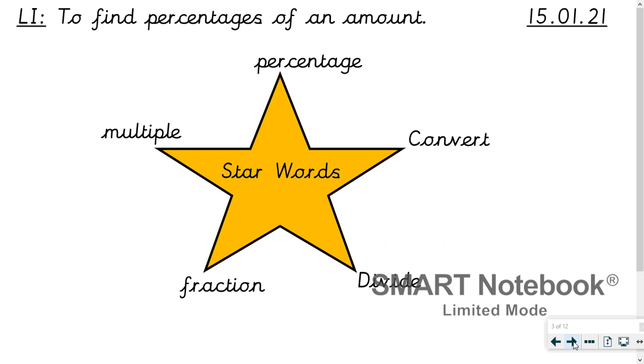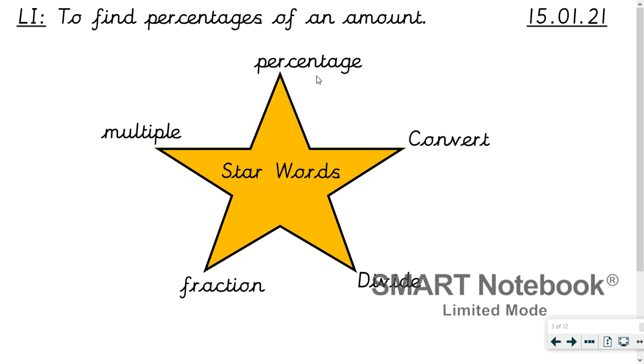Today, we're looking to find percentages of an amount. Now, the percentages we're going to find are common percentages, so we're going to use a fraction-based method. Next week, we're going to move on to using a different method to find these amounts, but today we're sticking with our fraction-based method we've been looking at.